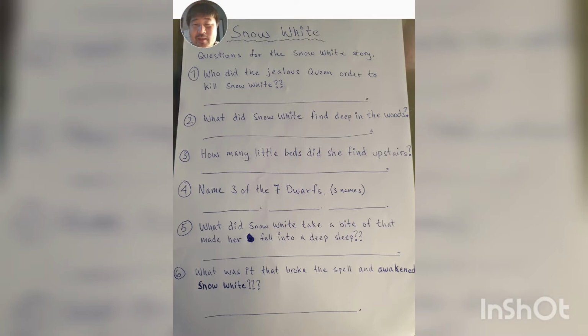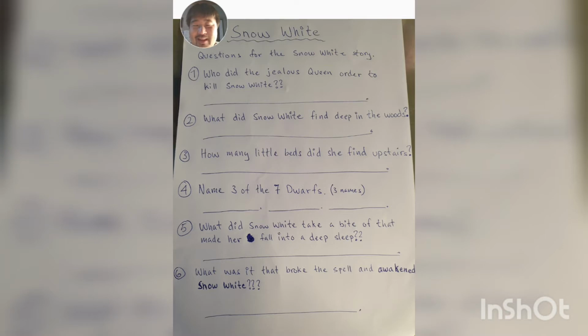Question number 2. What did Snow White find deep in the woods? Number 3. How many little beds did she find upstairs? And then number 4. This is a difficult one. Name 3 of the 7 dwarfs. So you need to write 3 names.